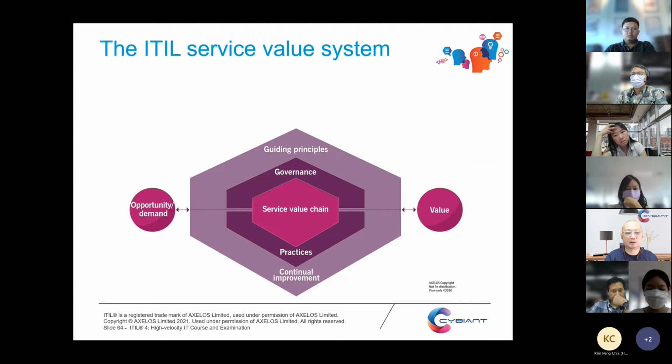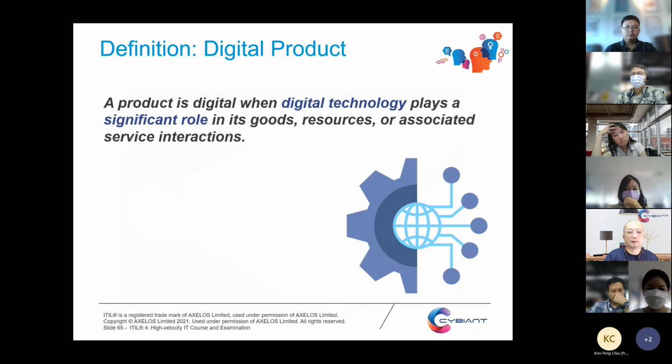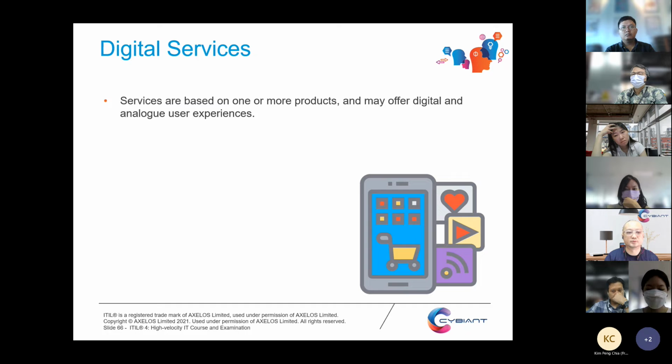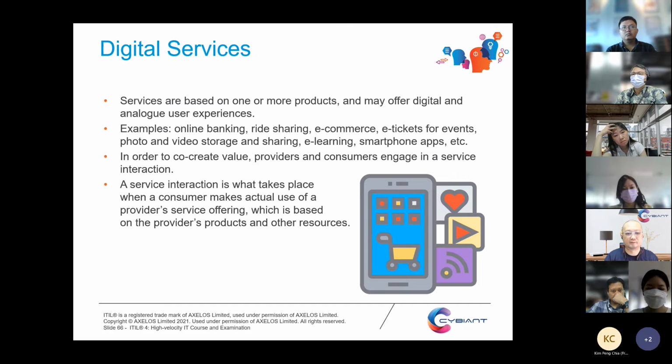Then it comes back to tie down to the service value system again and talk about digital product, digital services, definition of that. Okay, so if you have a digital product, you will have a digital service. So what is that? To give you the example: online banking, ride sharing, which is your Uber or your Grab, right? The e-commerce, which is like Lazada and Shopee, those kind of platforms, e-ticketing or video storage, e-learning and all that stuff, right? Okay.